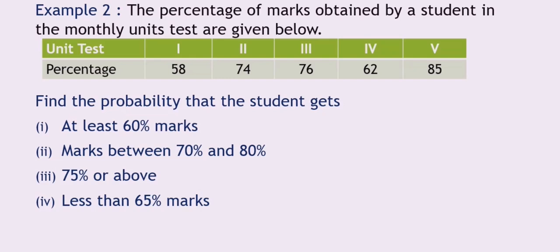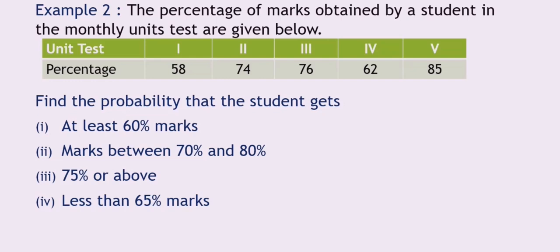So the data you can see, the lowest percentage the child has got is 58 and the highest he's got is 85. So we now know a little about the child. Yes, these are his test scores. Now we want to predict, see the future. What is the probability that the student gets at least 60% marks in the next test? Now based on this data, we'll try to find the probability.